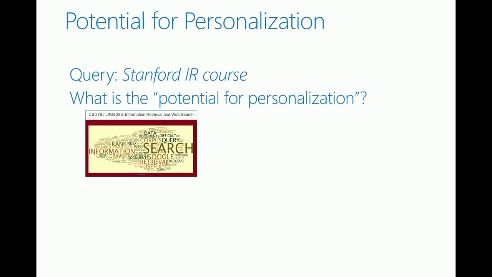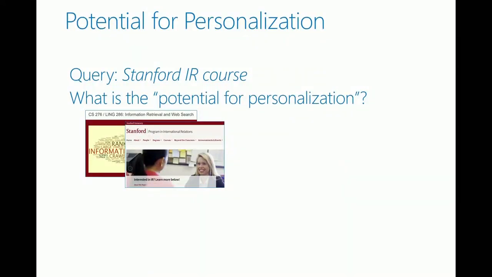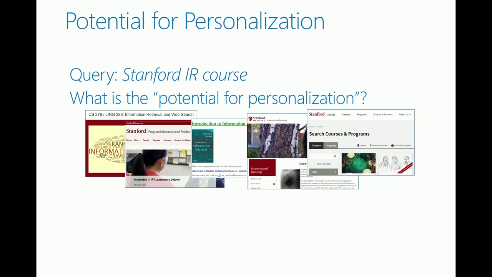I gave part of this talk at Chris Manning's IR course a year or so ago. So what's the potential for personalization for the query Stanford IR course? High-ish, low-ish? Low? Okay. It also means Stanford Program for International Relations, Chris's book, and Stanford Interventional Radiology, all of whom offer courses. It's also a part of the catalog. So there is actually a fair amount of personalization.